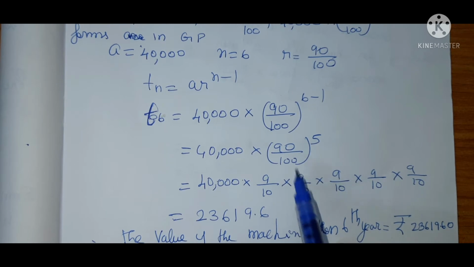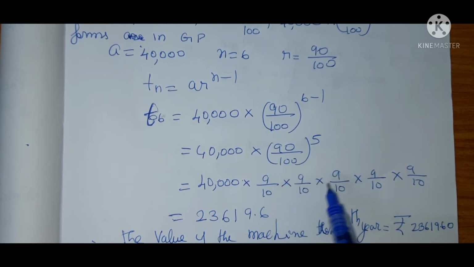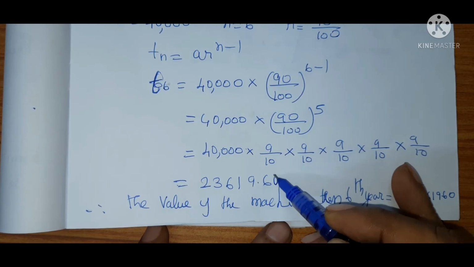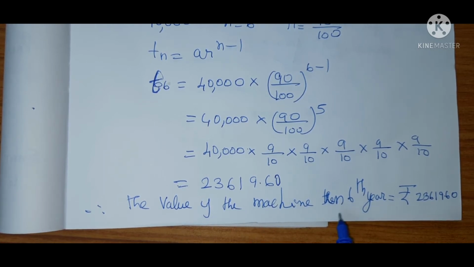40,000 into 9 by 10, the 0s cancel, we get 9 by 10 into 9 by 10 into 9 by 10 into 9 by 10 into 9 by 10. We get 23,619.60. Therefore, the value of the machine in the 6th year is rupees 23,619.60 paise.